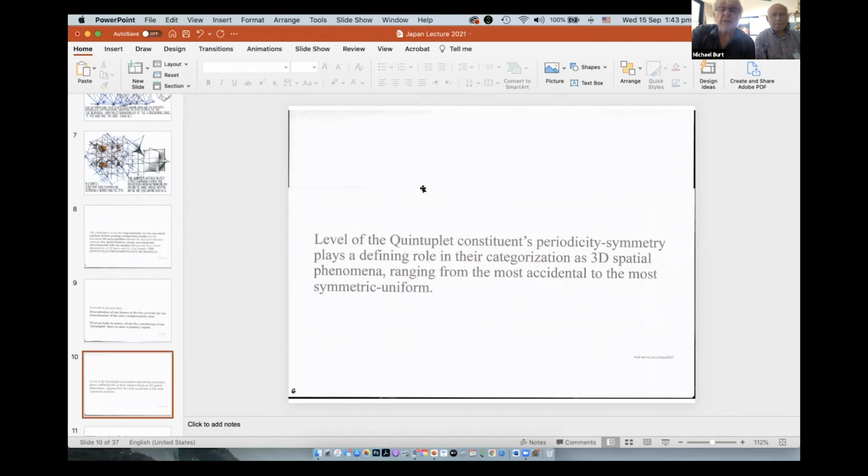The level of the quintuplet constituents' periodicity symmetry plays a defining role in their categorization as 3D spatial phenomena, ranging from the most accidental to the most symmetric uniform. Next.